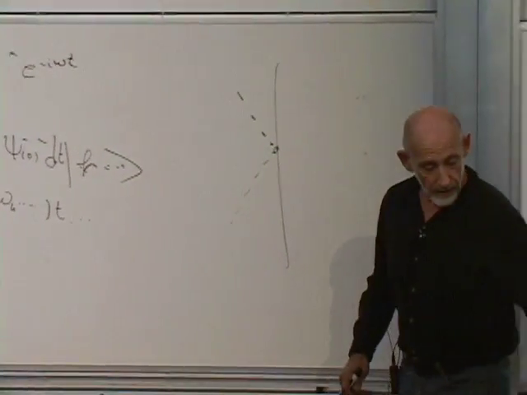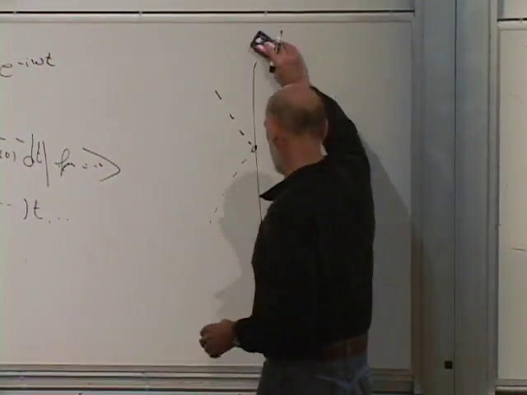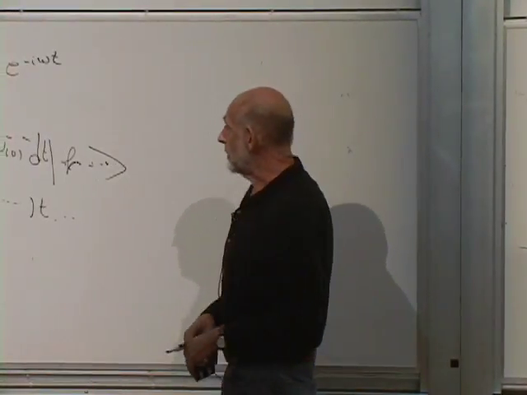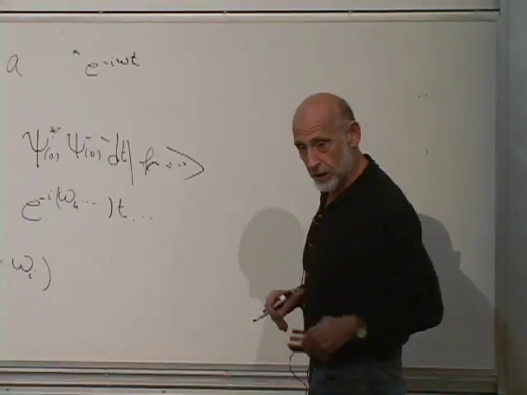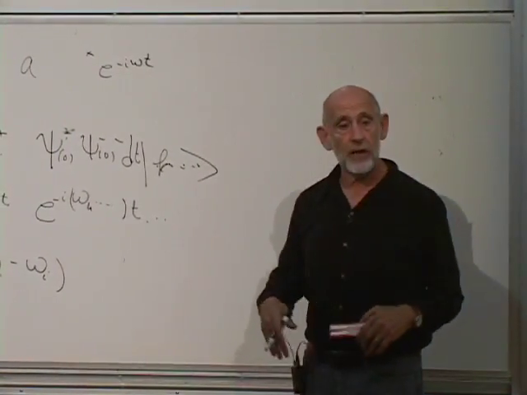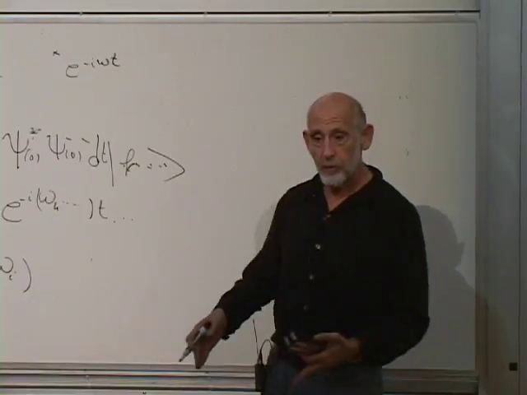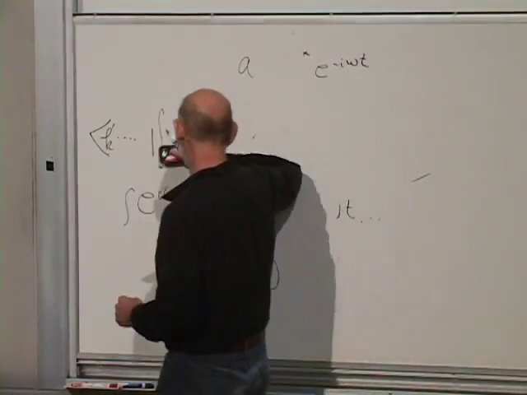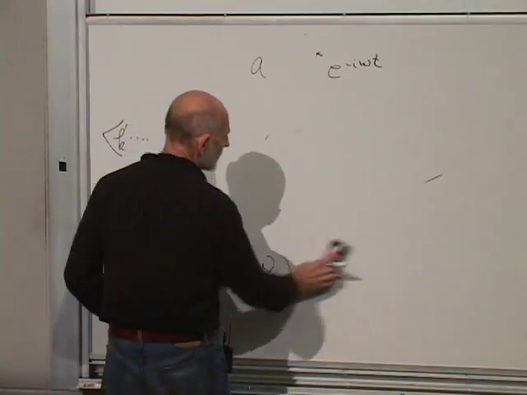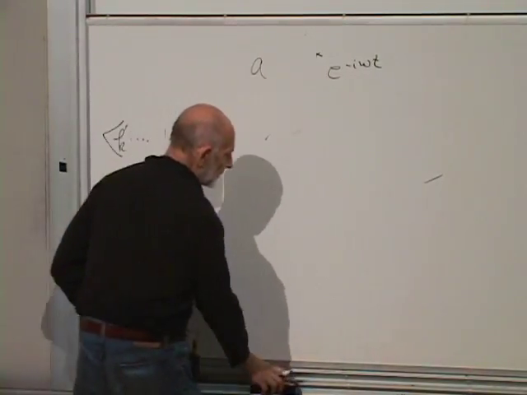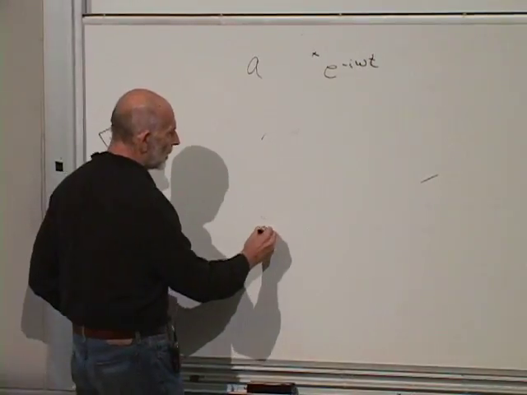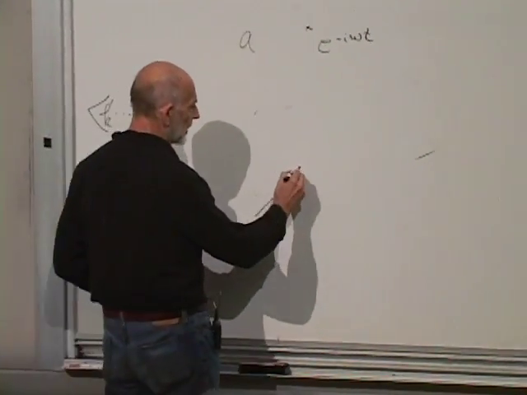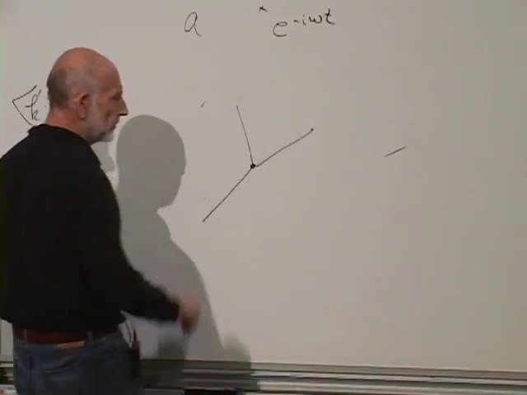Okay. Now, what about momentum conservation? Momentum conservation is exactly the same sort of thing, except it has to do with space translation. If a process can happen at any point of space with equal probability, then it's momentum that's conserved. Let me give you just one very simple example. This is a process in which a particle comes in and splits into two particles.